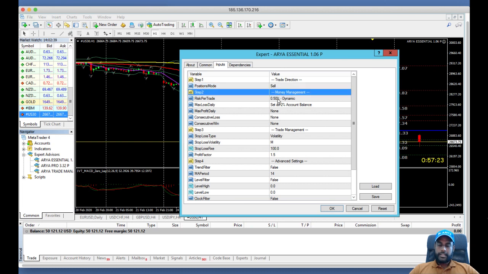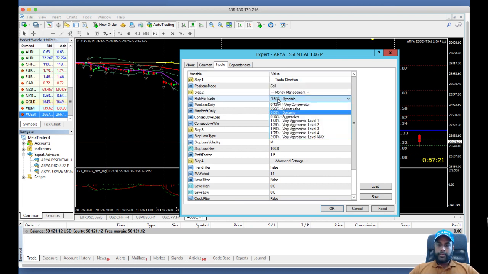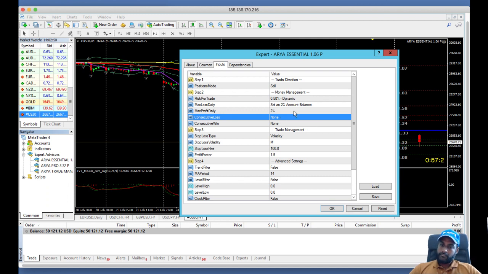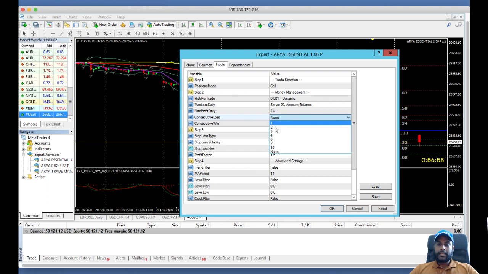Then money management, my risk per trade. The market is dynamic. I want to be dynamic. I put 0.5%. I don't want to be too aggressive because the market is volatile. I don't know what will happen. My maximum profit daily. I'm okay if I win 2% every day. Okay? Today at least. Consecutive loss and win. Okay, today I allow myself to be wrong 2 times. Okay? If I got stopped 1 time, I still want to trade.